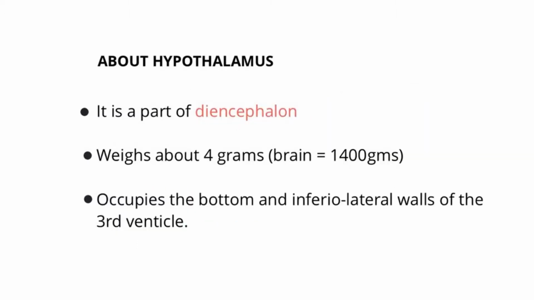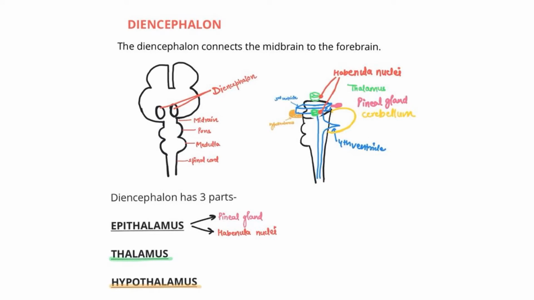So the hypothalamus is part of the diencephalon, and it occupies the inferior lateral walls of the third ventricle. We're going to go to the next slide. So here, first of all, the diencephalon can be divided into three: epithalamus, thalamus, and hypothalamus. The epithalamus contains the pineal gland and the habenular nuclei. And then there are the two thalami, and then the hypothalamus.